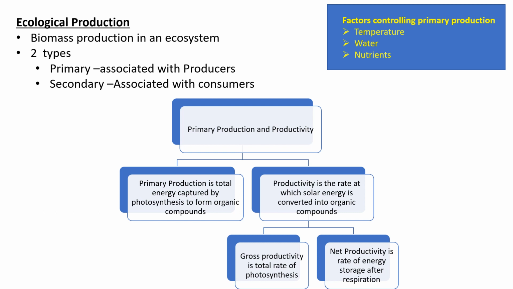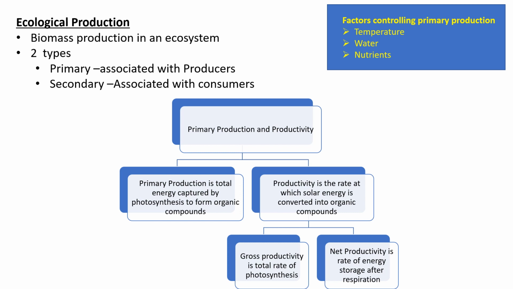Now, associated with the primary production and secondary production is a term called productivity. Productivity is the rate at which the solar energy is converted into organic compounds. The gross productivity is the total rate of production. If we take into account the heat loss during the respiration of organisms, we will get the effective energy storage, which is called net productivity.